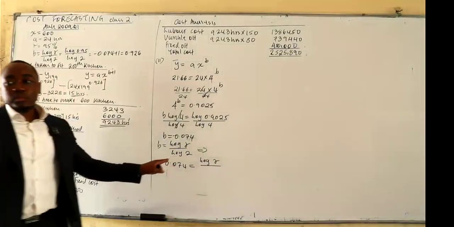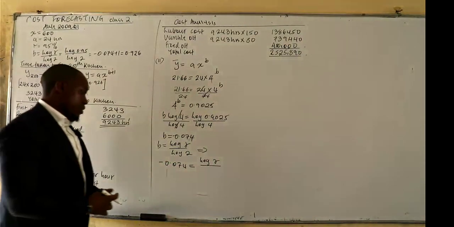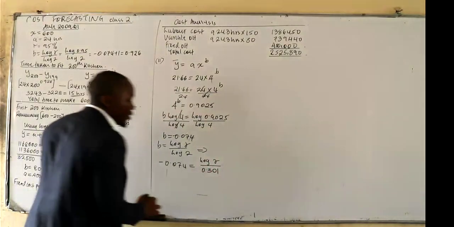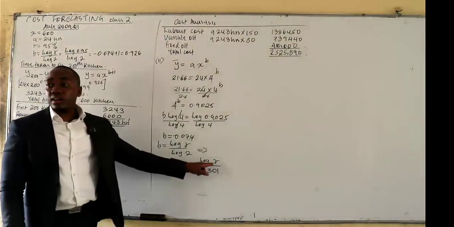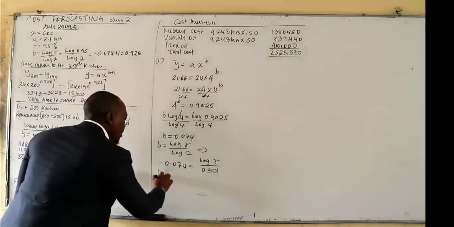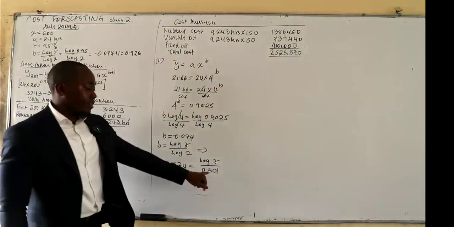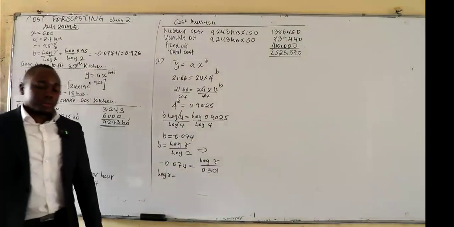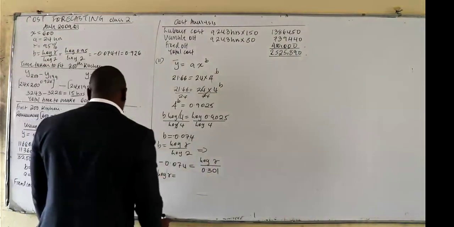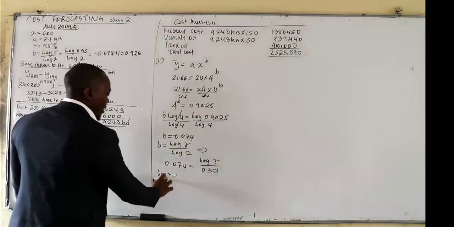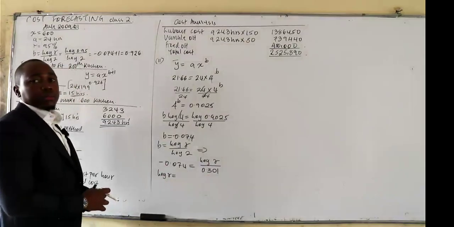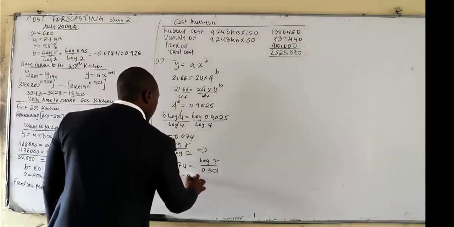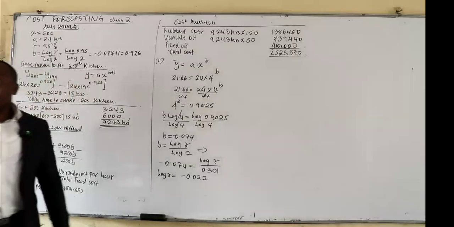Now give me log 2. Just take log 2. 0.301. Good. Now, can you be able to get log r? You just cross multiply. So to get log r, you take your answer, 0.301, you multiply by negative 0.074. What are you getting? Negative 0.022. But still, we have not gotten what we need.